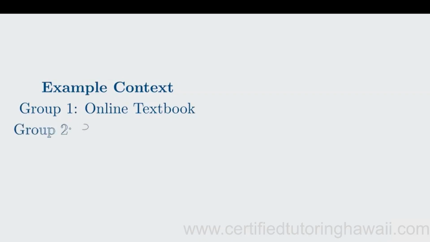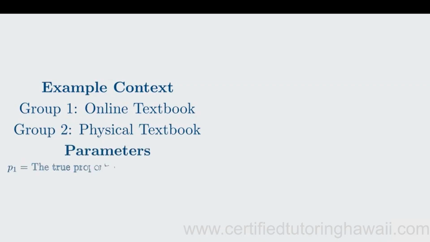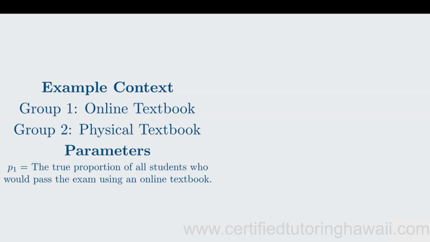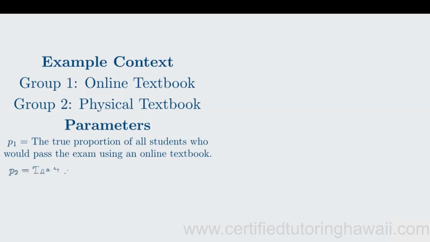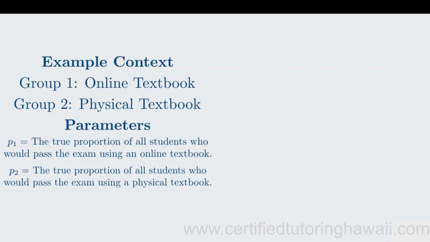Let's look at a concrete example to practice setting this up. Suppose a researcher wants to know if the proportion of students who pass a math exam using an online textbook is different from the proportion of students who pass using a physical textbook. First, we define our parameters clearly. p1 is the true proportion of all students who would pass the exam using an online textbook. p2 is the true proportion of all students who would pass the exam using a physical textbook. Notice how we refer to all students and specify the proportion who would pass. This defines the population and the response variable in context.